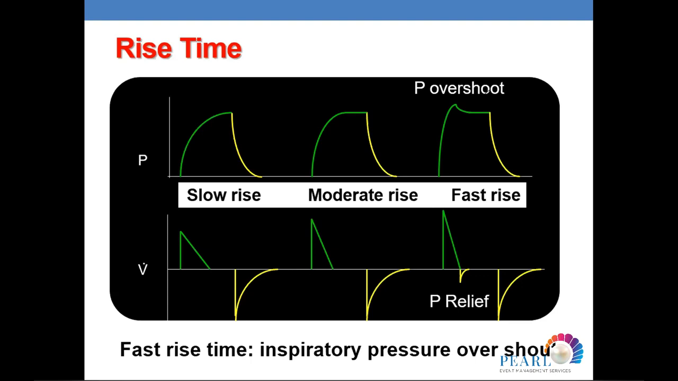If you make it fast, a sharp rise time, you will have a pressure overshoot, and this can cause pressure injury to the lung. So I want it in this way, as it looks here.